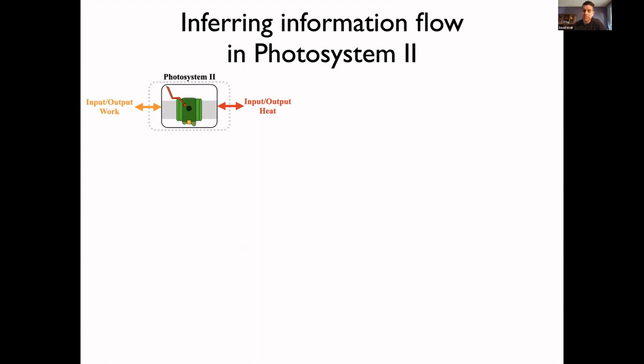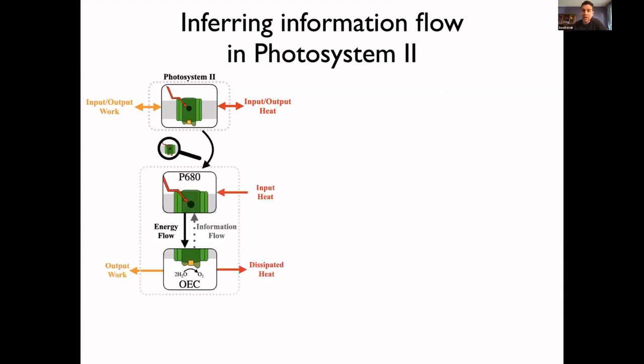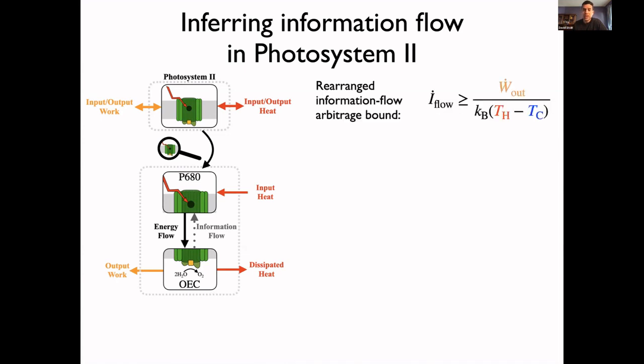So let's look at photosystem 2. Let's expand our resolution of our model to take into account energy and information flows between the subunit that receives the solar energy photons and the subunit that does the chemistry to split water and dissipates heat to its surroundings. And you can rearrange our information flow arbitrage relation to now a lower bound on the information flow through this machine, constrained by the actual observed output work rate and the temperature difference.